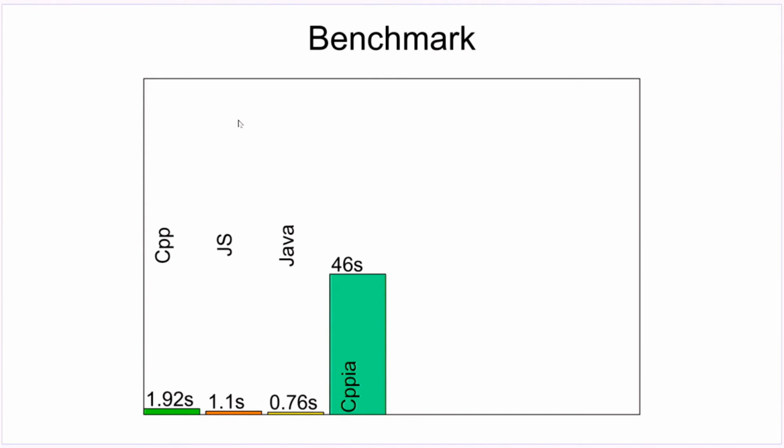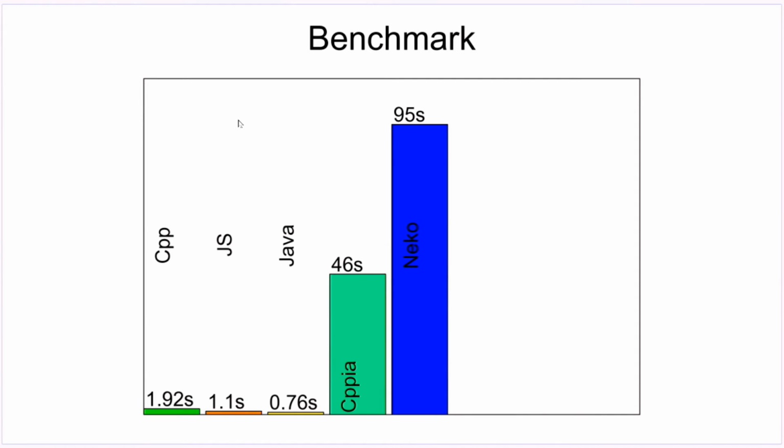If I look at Sepia for the same benchmark, which is an interpreted thing, 46 seconds, and Nico, 95 seconds. So in this graph, that's not looking quite so dire, but there's still some work to do.